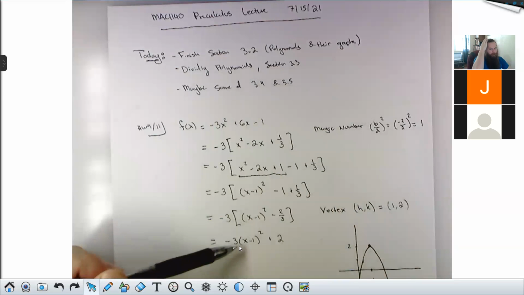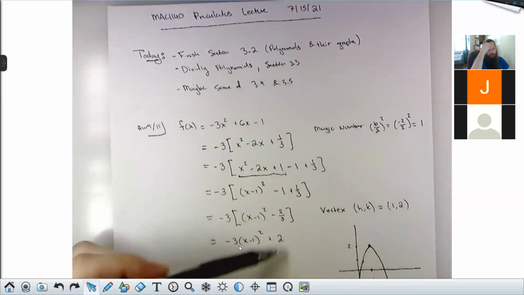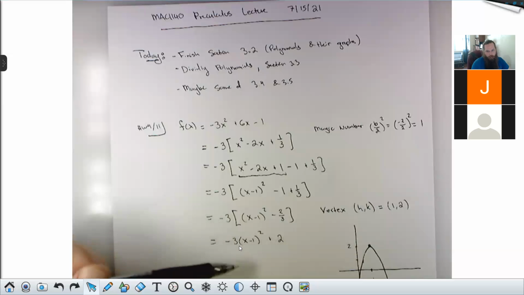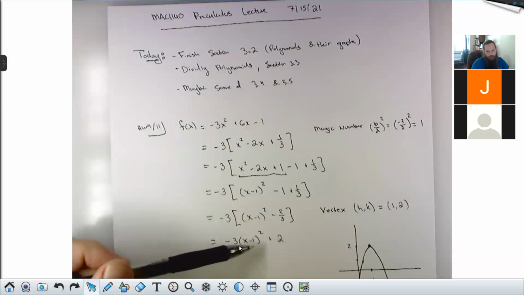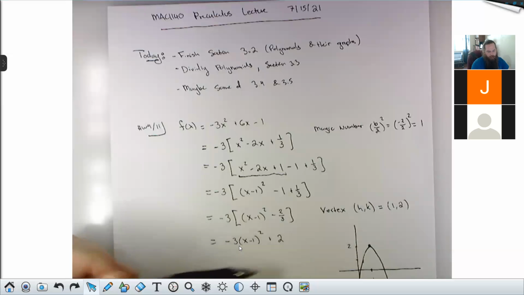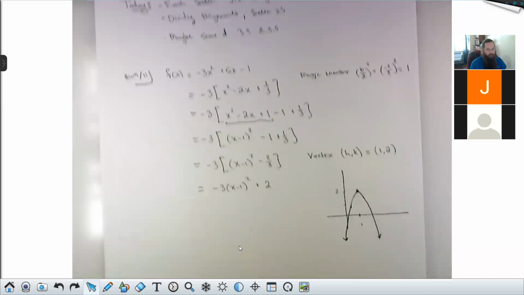So this negative 3, this does a couple things. If you think of this as a transformation of x squared, you take regular x squared, you shift it to the right 1 unit, you flip it over vertically and stretch it out by a factor of 3, and then you bump it up 2 units. So translate right 1, flip and stretch, then bump up by 2. That gets us this.